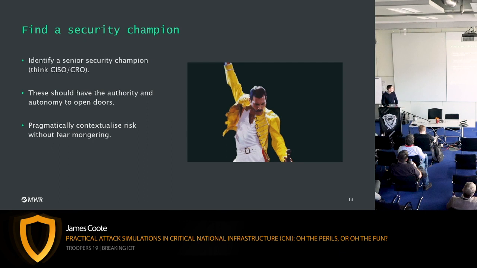The fifth and final one is about identifying a security champion within the client's organization. Ideally, when we run these engagements, we're looking to interface with people like the CISO, CRO, etc. And this is really important because these are the people that have the authority and the autonomy to enable your testing, open the doors, give you access to the right people, give you the accounts you need, etc.